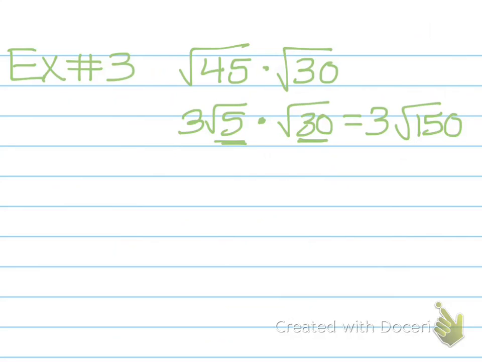So then you ask yourself, okay, can I take something out? And you can. You could take a 25 out, and so therefore 5 comes out and joins the 3, which makes it 15 root 6.